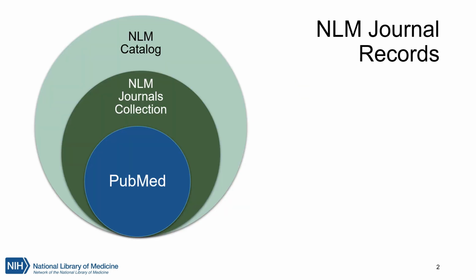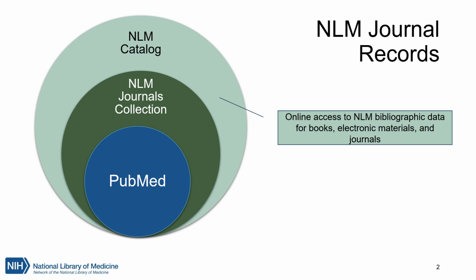To understand the contents of PubMed, we need to understand where PubMed fits into the NLM collection. On this slide, I have a diagram of concentric circles. These circles represent the sets of bibliographic records for journals in our NLM systems. The largest set is the NLM catalog. A smaller subset is the NLM Journals collection, and a subset of that is PubMed journals.